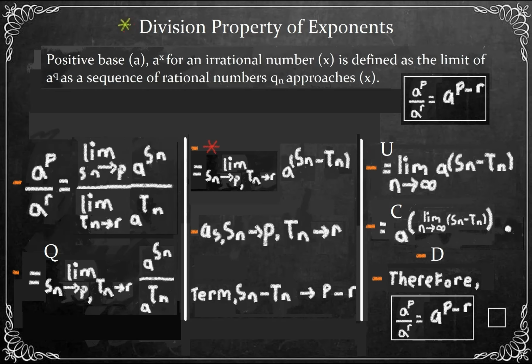Essentially, the limit gets distributed to the two sequences. Recall the condition. The rule applies only if the limit of each function exists as a finite number. Since s sub n approaches p and t sub n approaches r, as n approaches infinity, both sequences return a single finite value. So the condition holds, which returns a raised to the power of p minus r. Therefore, the white box holds. We are done. Very nice.